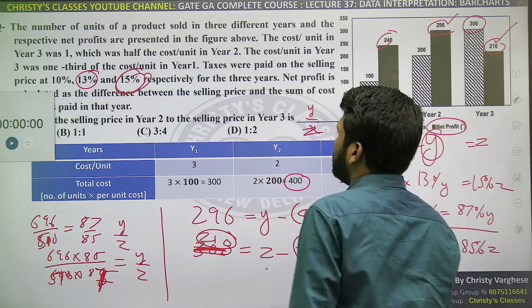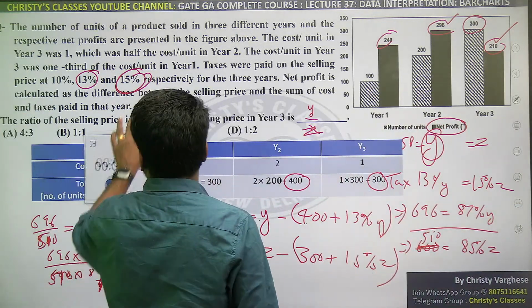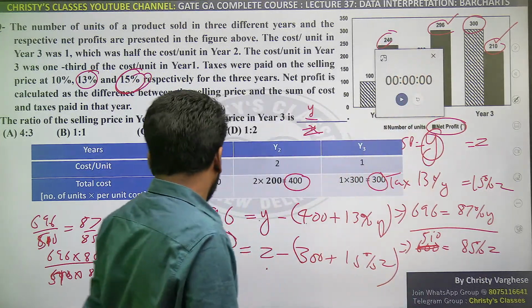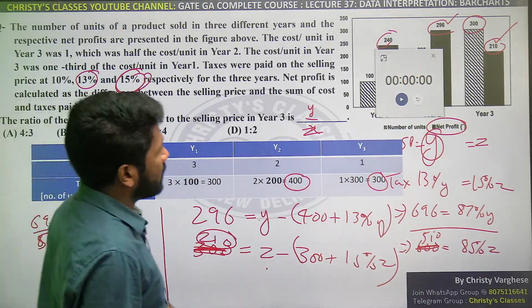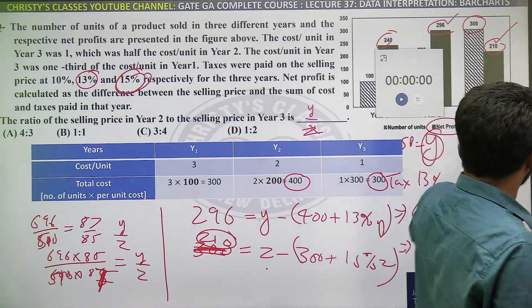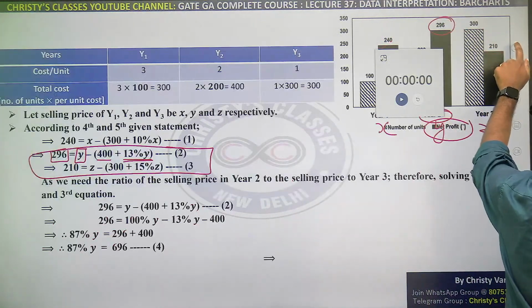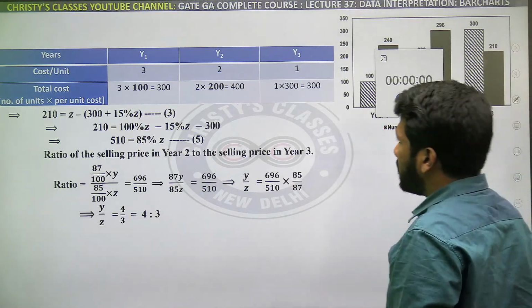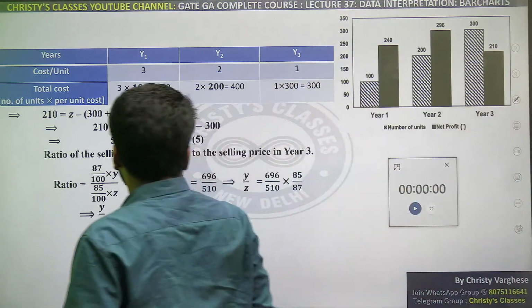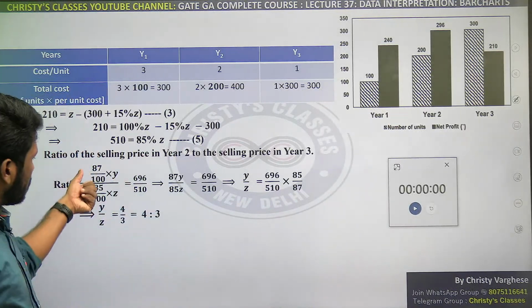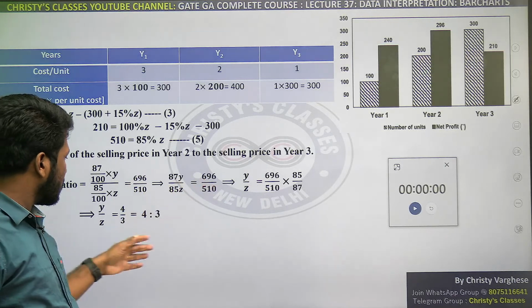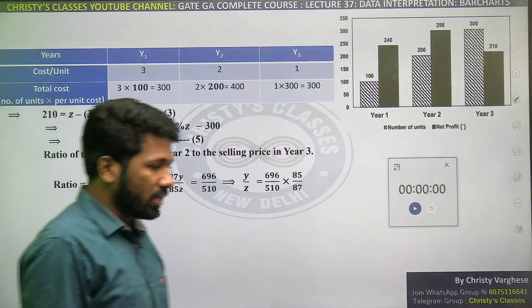What is the final answer? You should get 4 by 3. That is option A. Option A मिलना चाहिए. थोड़ा time consuming है, बट प्रैक्टिस किया तो टाइम सेव कर सकता है. If you want to separately find x and y and z, details are given here. Yeah, without finding x and y and z, this is how the step will look like. Cancelling this 696 by 510, cancelling the common terms, you will get finally 4 by 3.